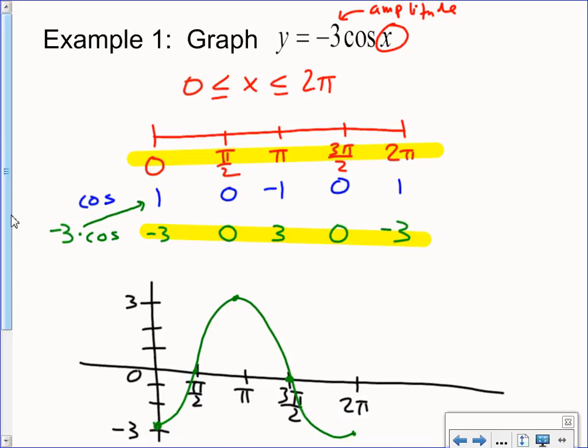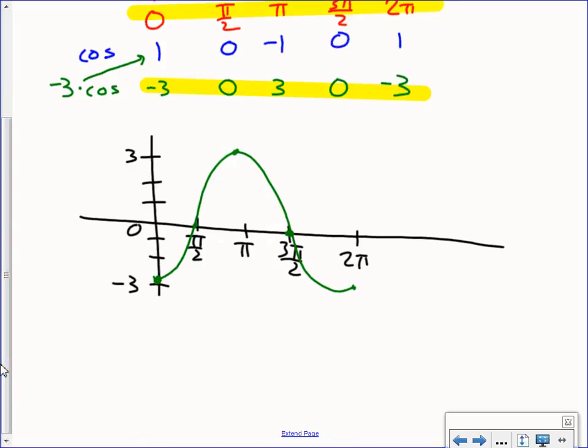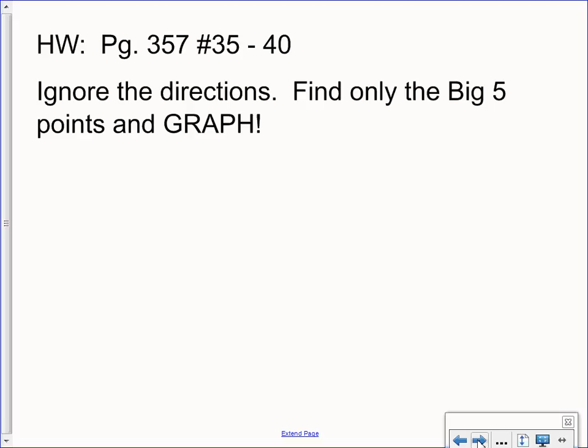Now, I just want to practice pure graphing. The problems I picked out in the back of the book are the simplest forms of these problems. The directions that go with it, not so simple. So all I want you to do is ignore the directions for these questions. Just find the big 5 and graph them. That's it.